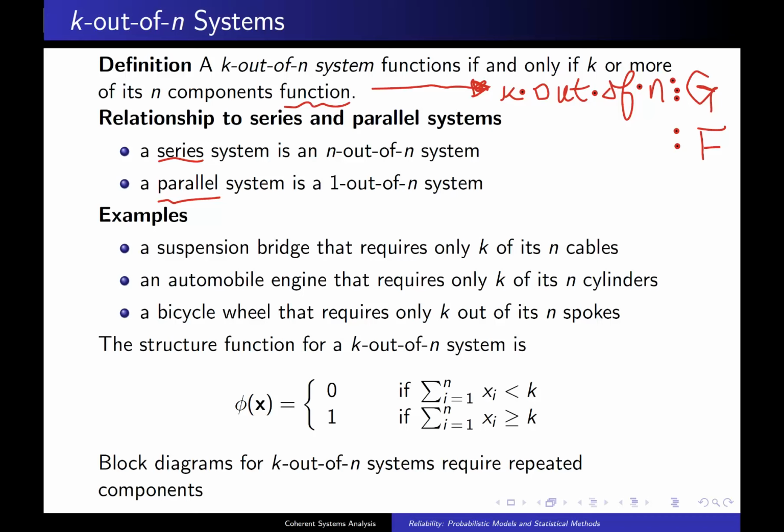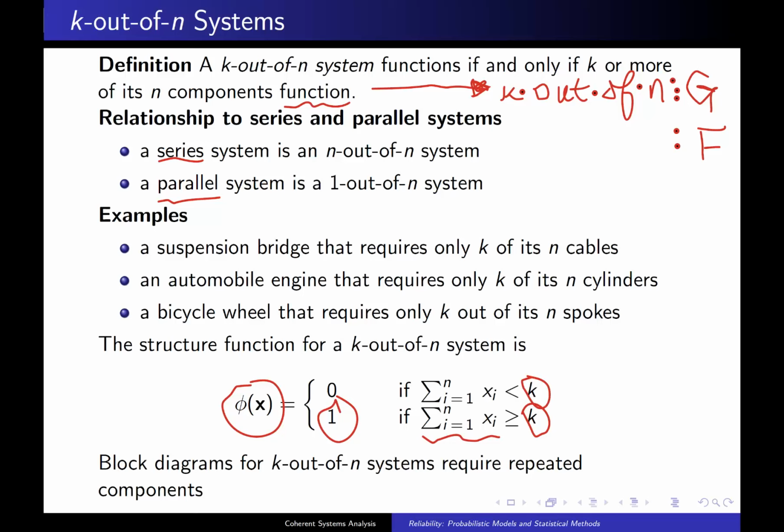So the structure function for a K out of N system is phi of x is 1 if, and then there's this summation right here. What that is doing is it's adding up the number of functioning components, right? Because these xi's are zeros or ones, 0 for failed, 1 for functioning. So when you add up all those xi's, that tells you how many of those components are functioning. And if that happens to be greater than or equal to K, then the system is up. If it happens to be less than K, then the system has failed.